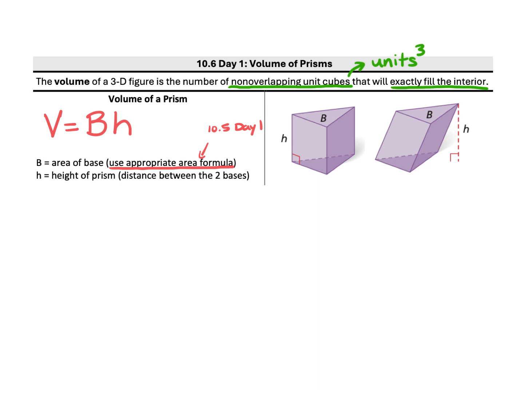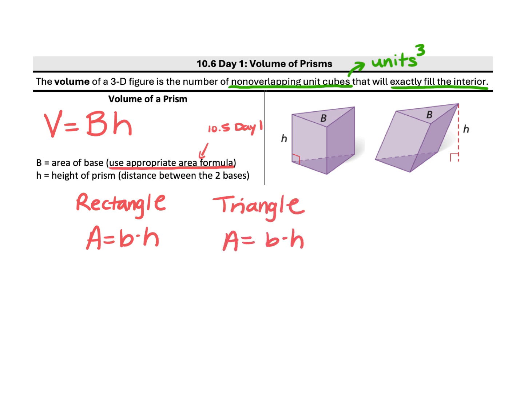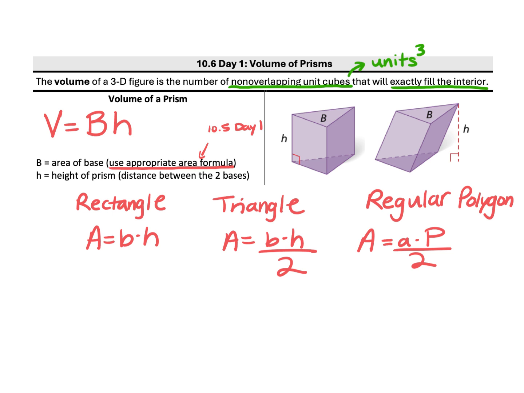So you'll see the area formula for a rectangle is area equals base times height. And the area formula for a triangle is area equals base times height divided by 2. And the area for a regular polygon is area equals the apothem times the perimeter divided by 2. So you'll find that at the end of your 10.5 day 1 notes.